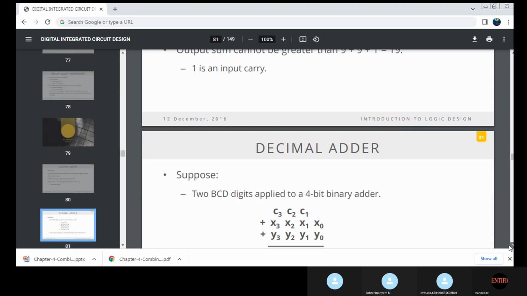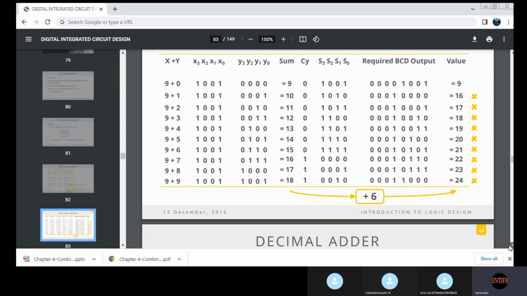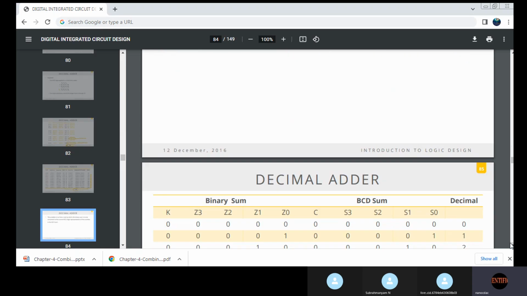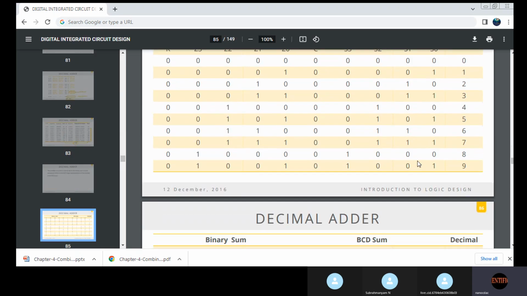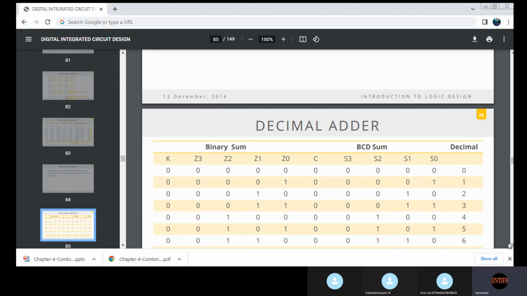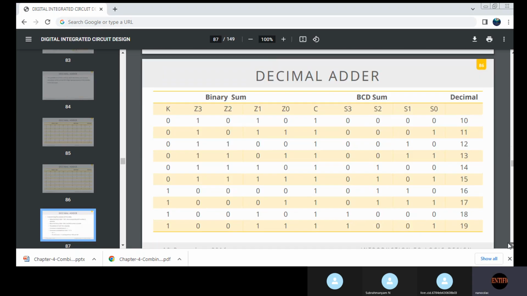That is done. In the decimal adder, the values go up to 9. If it crosses 9, you will get wrong values in the outputs. For that you need to add 6, for the decimal adder.